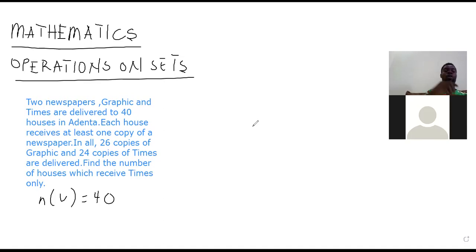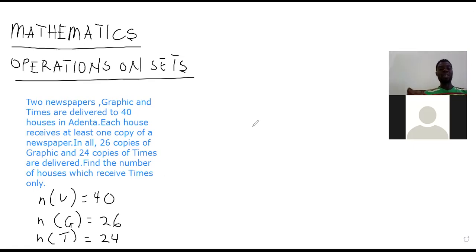Good. But in all, 26 copies of Graphic and 24 copies of Times are delivered. So number of Graphic that were delivered, we are using capital G to represent the Graphic: 26. Number of Times: 24.